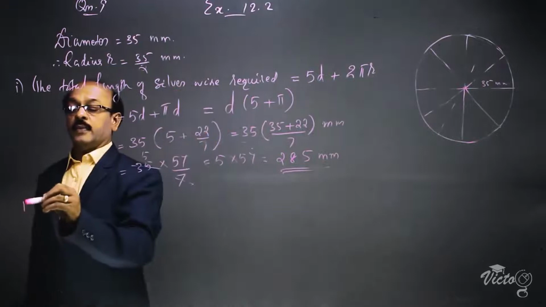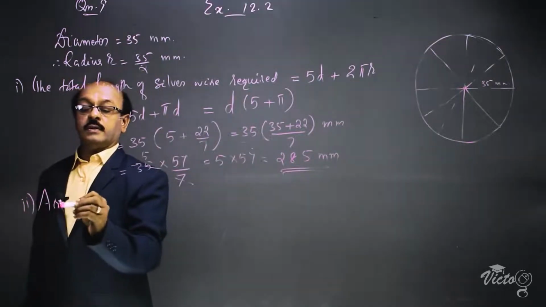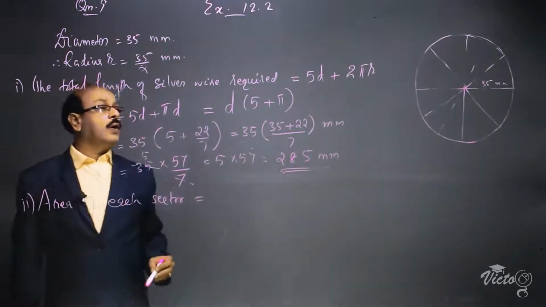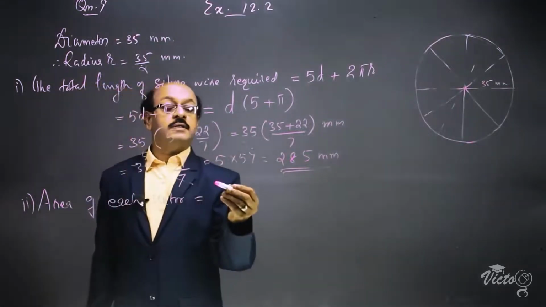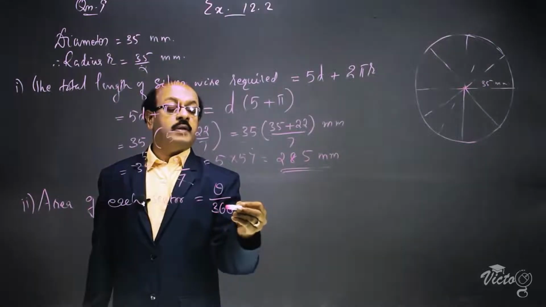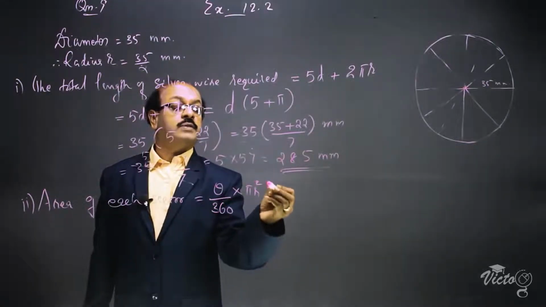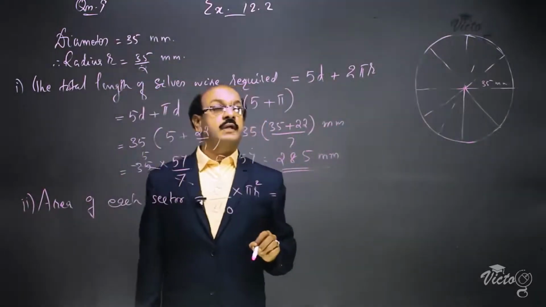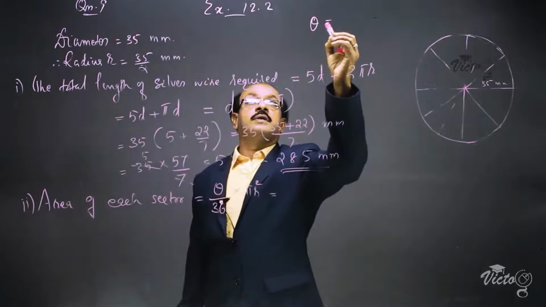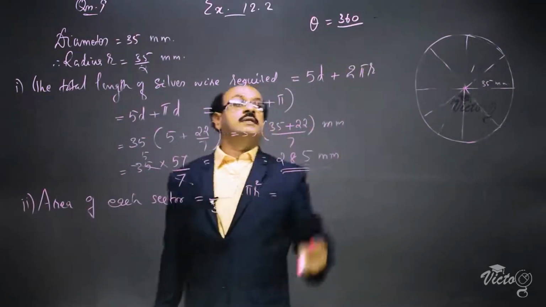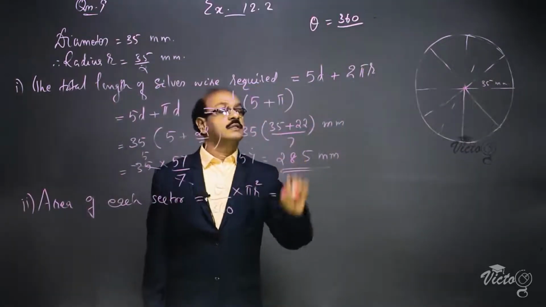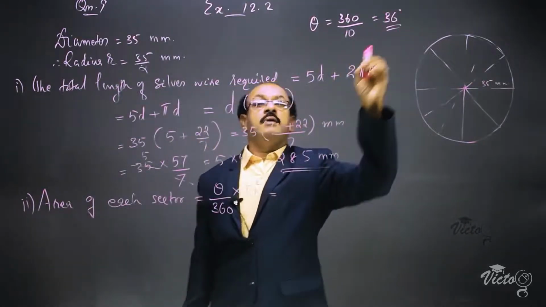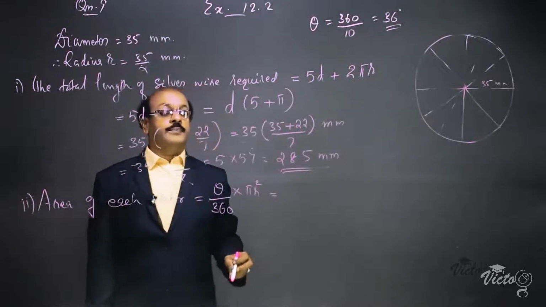Now, second part, we have to find out the area of each sector. The area of a sector is theta by 360 into pi r square. Here we have to find out the value of theta. Total angle around a point is 360 degree. Theta is equal to total angle 360 divided by 10, as there are 10 such sectors. This is equal to 36 degree. The value of theta is 36 degree.